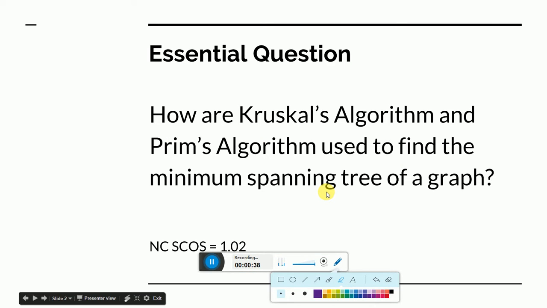Our central question: we want to talk about Kruskal's algorithm as well as Prim's algorithm, and we're going to use those to find the minimum spanning tree of a graph. And this is also coming from the Standard Course of Study 1.02.